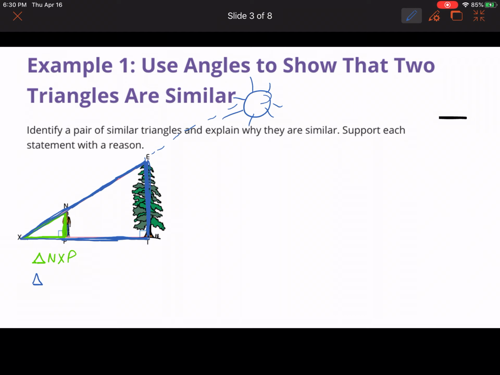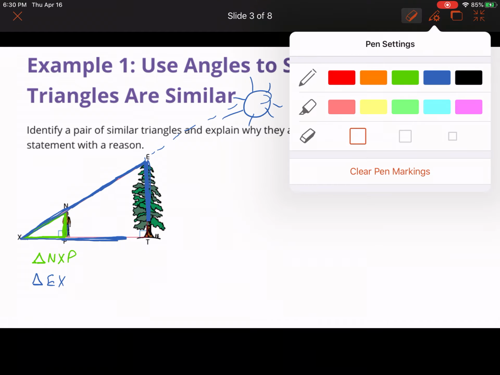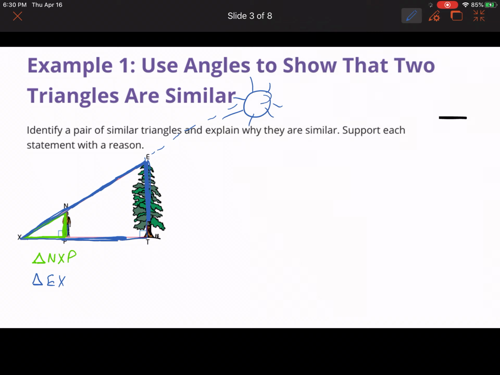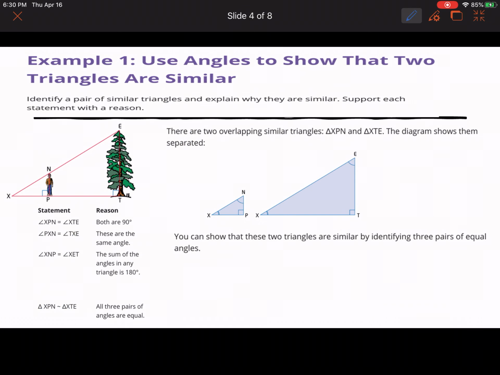So our second triangle is EXT. Notice I'm doing it in the same order both ways, with the X in the middle, because the X is the common factor. Let's see if they did it the same way I did it. Yeah, they put the X in the middle, but they put the T and the P first.